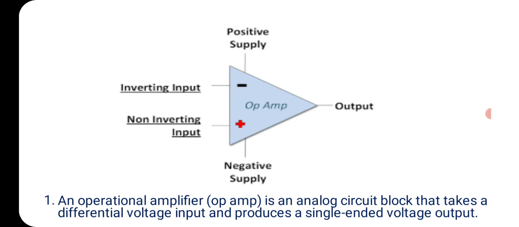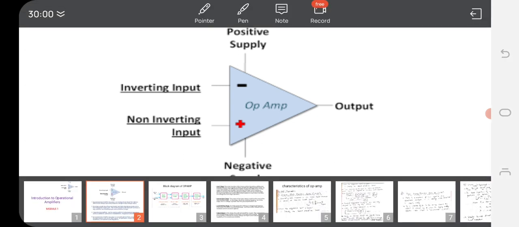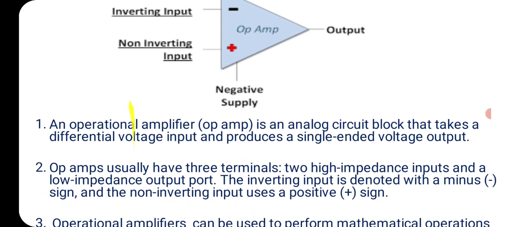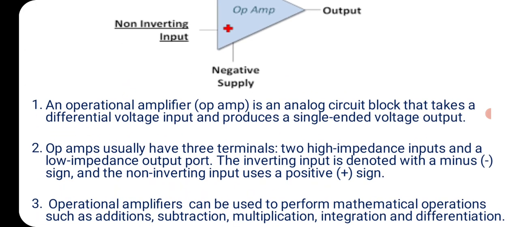Let us see some of the definitions here. An operational amplifier is an analog circuit block that takes differential voltage input and produces a single-ended output voltage. It takes two inputs, one inverting and the other non-inverting. The difference of these will be taken as the input for the op amp, and based on this difference, if any amplification is required depending on the gain, an output will be produced accordingly.